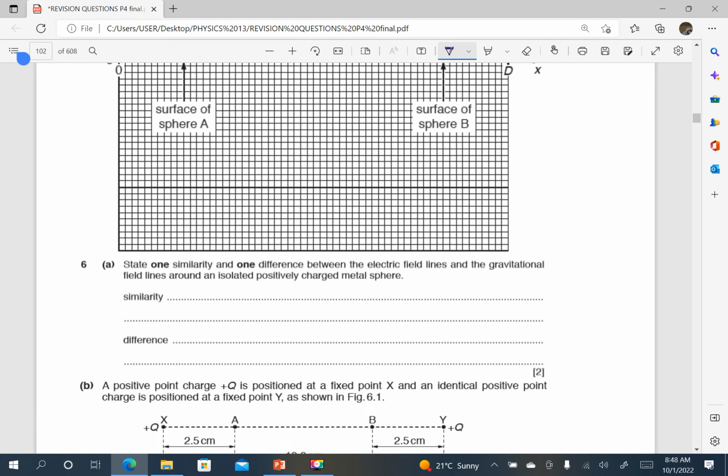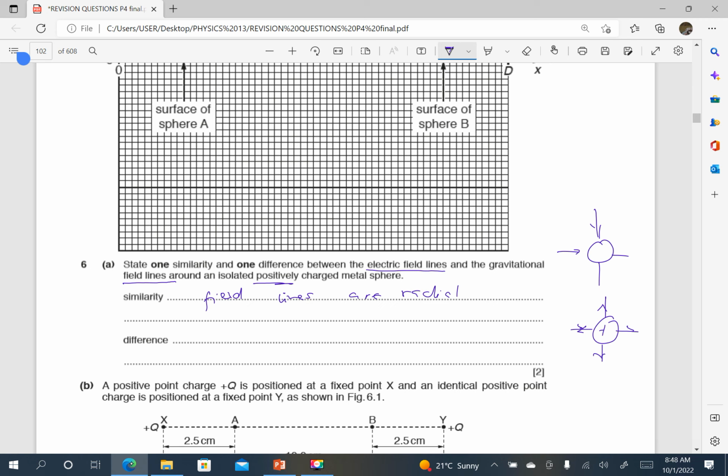State one similarity and one difference between the electric field lines and the gravitational field lines around an isolated positively charged metal sphere. If we consider its mass, the field is radial and towards the mass. If we consider its charge, the field is radial, but it is away from the charge. So in both cases, the field lines are radial. That is a similarity.